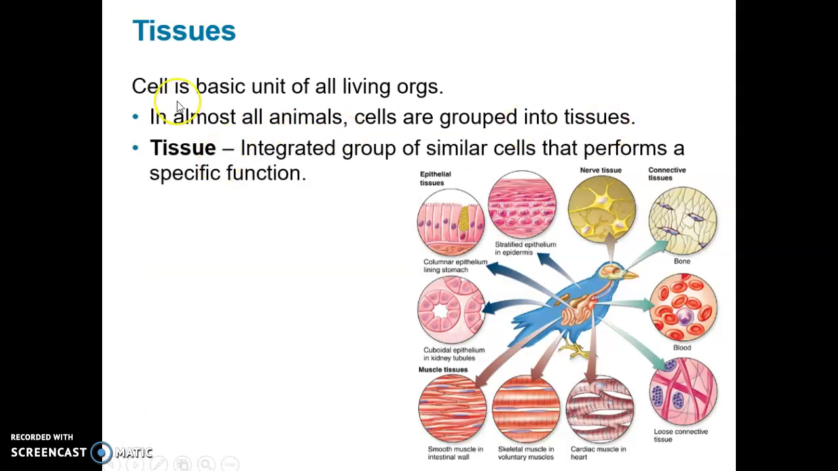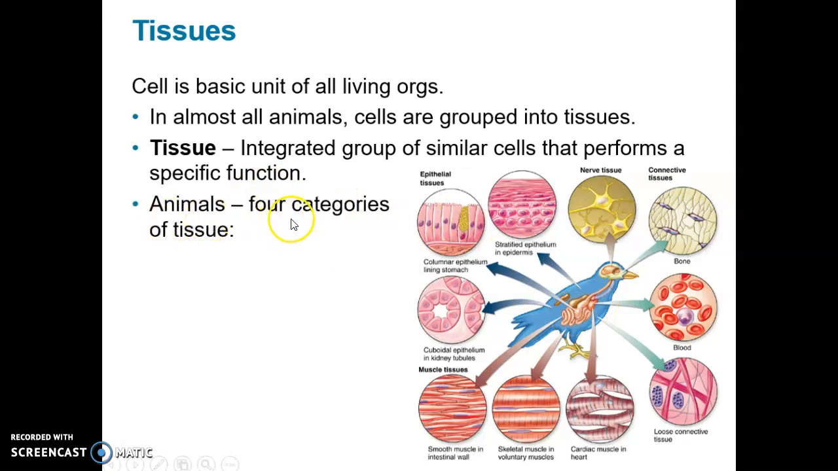So the cells are combined into tissues. A tissue is an integrated group of similar type cells that perform a specific function. Probably the easiest example to think of is muscle tissue. Muscle tissue is comprised of muscle cells, and their specific function is to contract, and in doing so, move the body or move food through the body or move blood through the body.